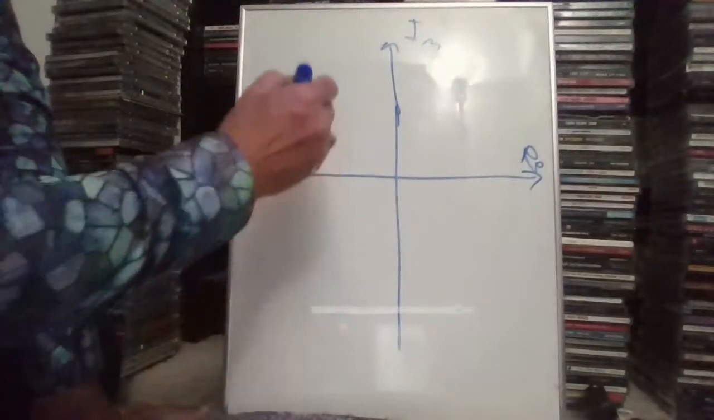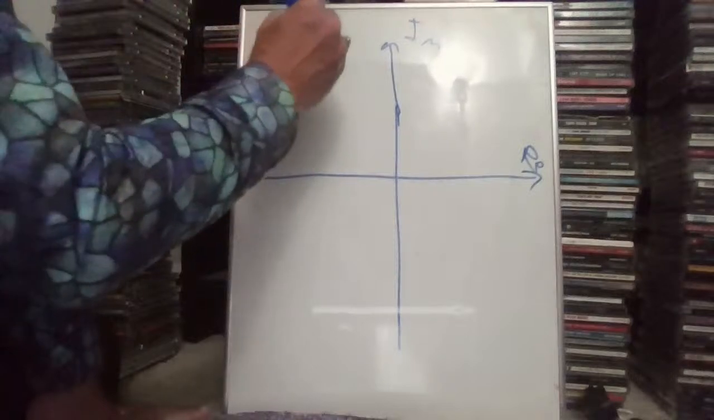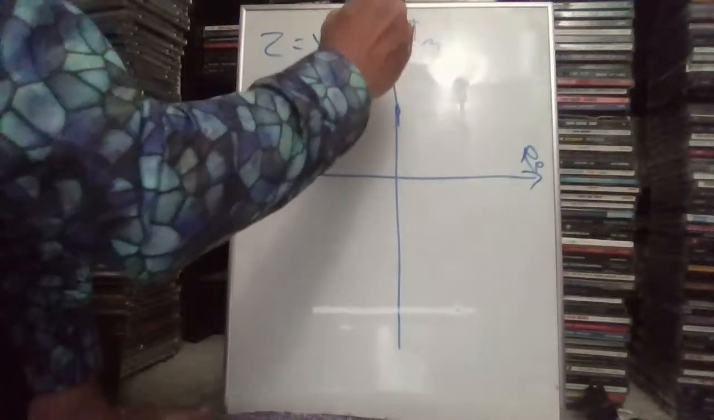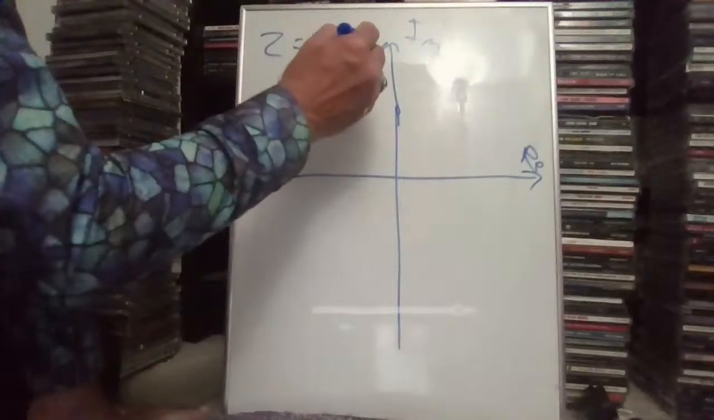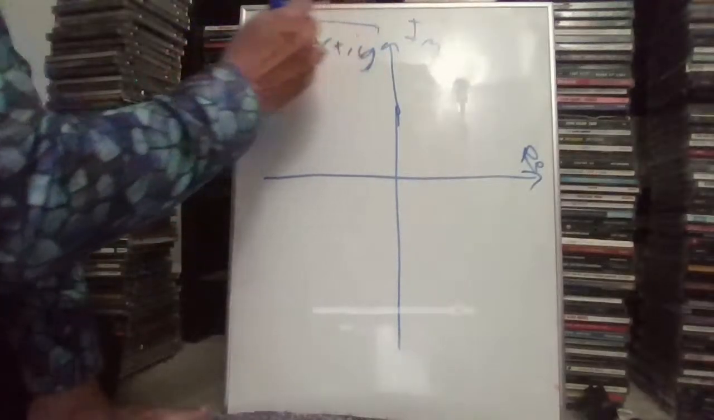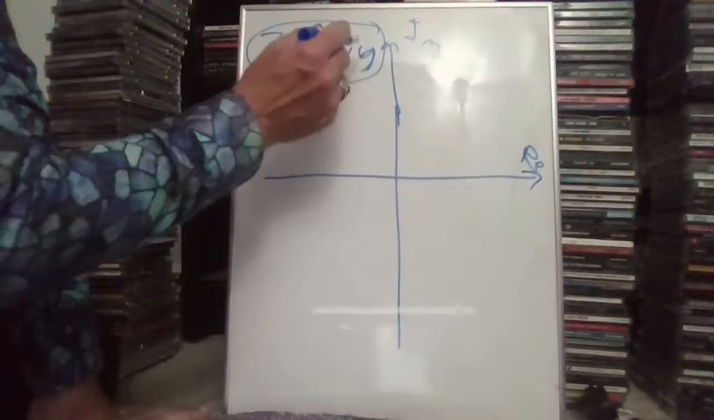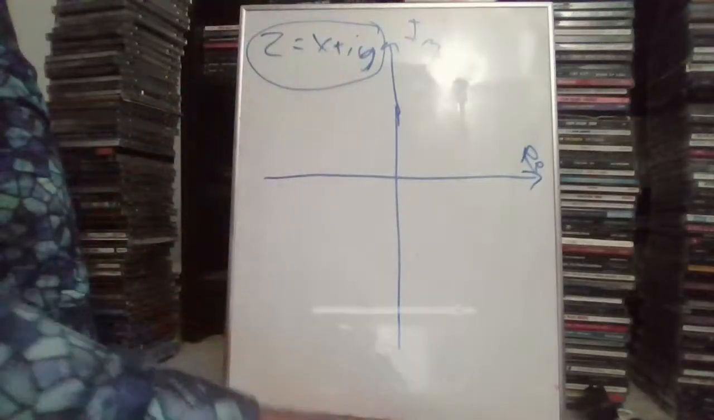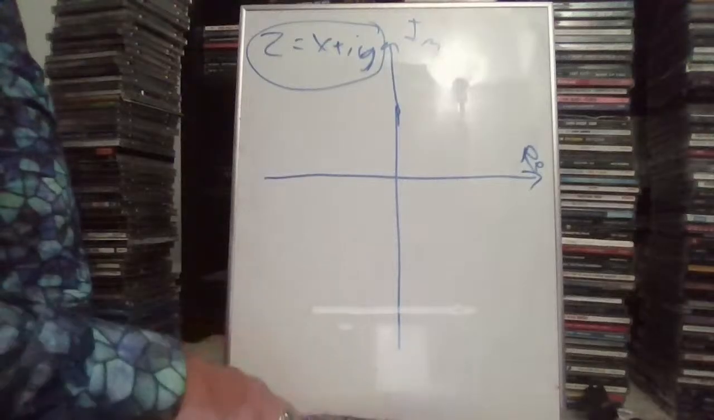So if I call z a complex number, z is x plus iy. It's got the real part, which is x, and the imaginary part, which is iy. That's z, a complex number. x is the real component, and iy is the imaginary component. Or you can just say y.